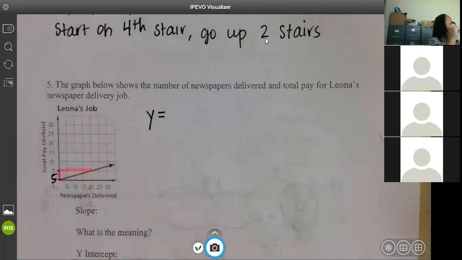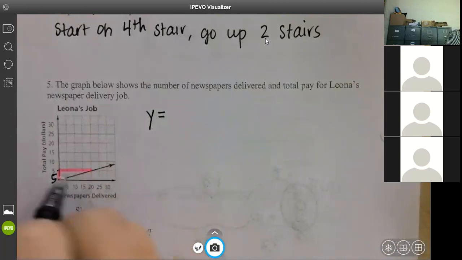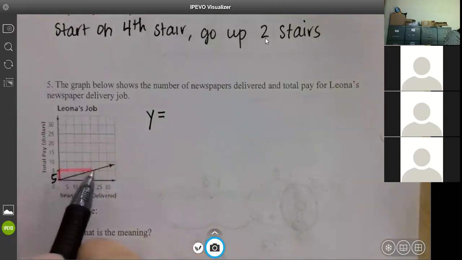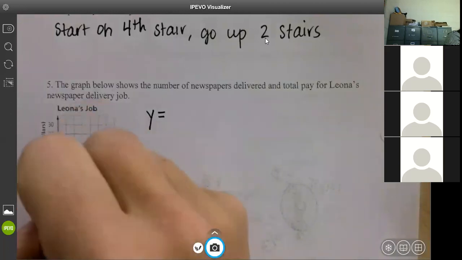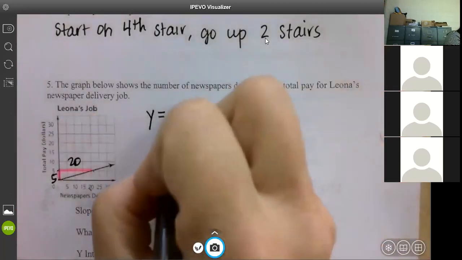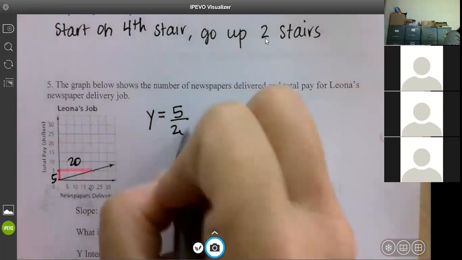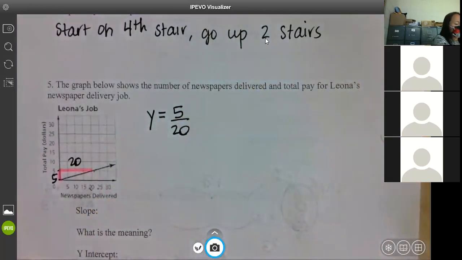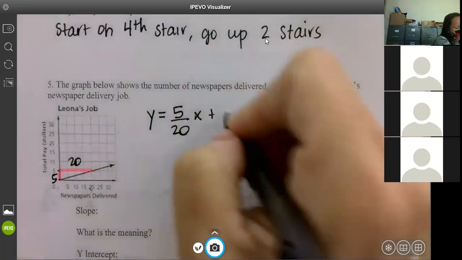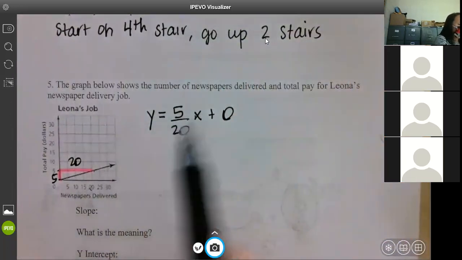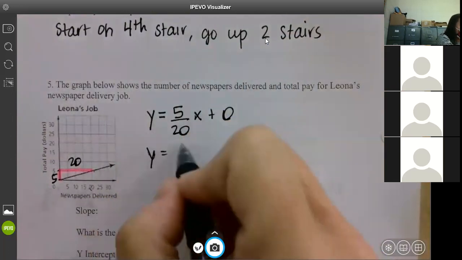This is what they'll do on the EOC to you, okay? They'll give you something like this, but they'll change the scale. So watch those scales. And then how far over did we go? Look at your pink line. How far does it go to? 20. So rise over run. Then we put our X. Where did we start? 0. Perfect. Start at 0. What is 5 over 20 actually?